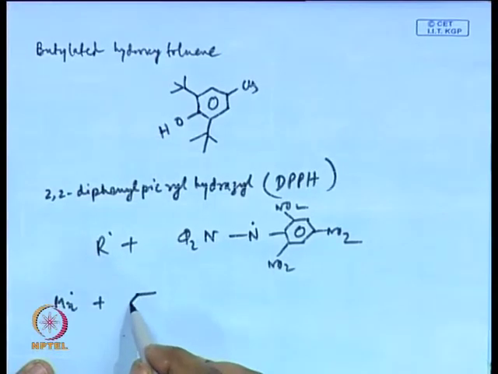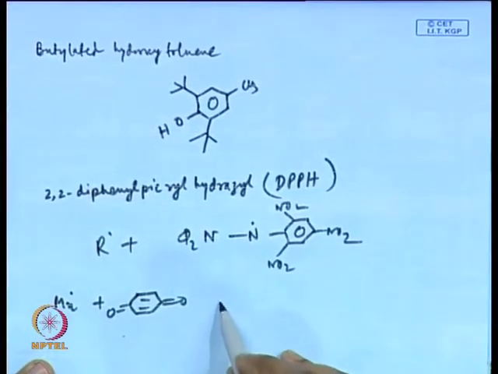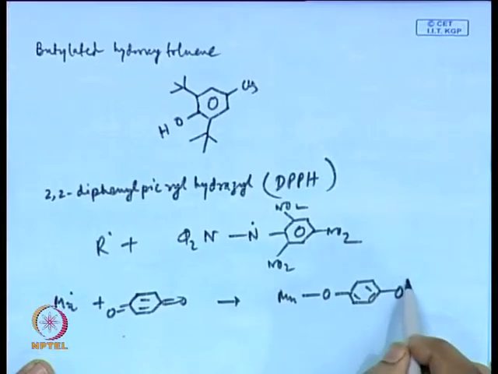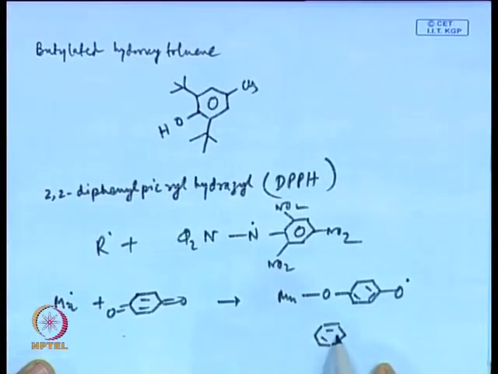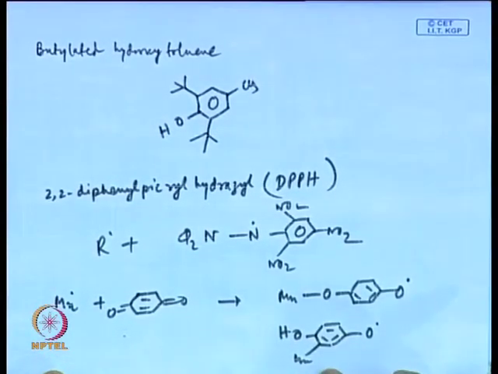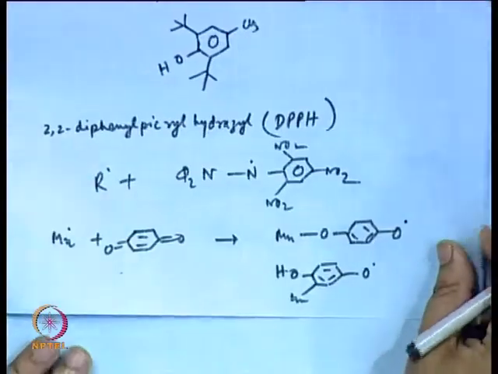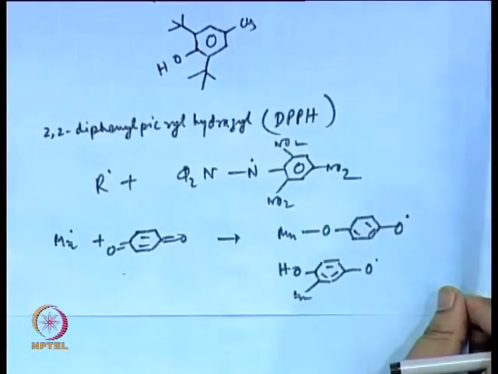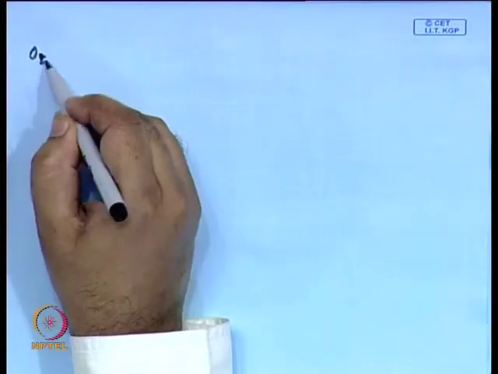This benzohydroquinone can react with a propagating radical and form either this or this radical, both of which are very stable radicals. So, that is the reason they act as an inhibitor molecule. Another very common inhibitor which we come across always is oxygen.